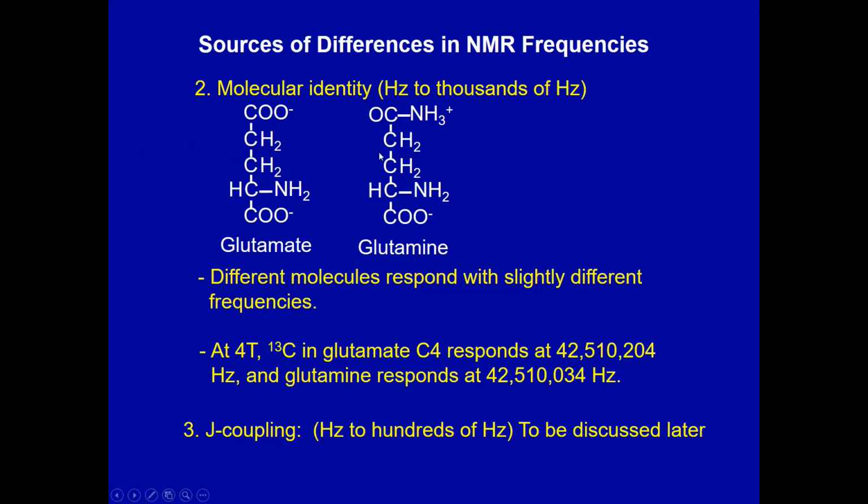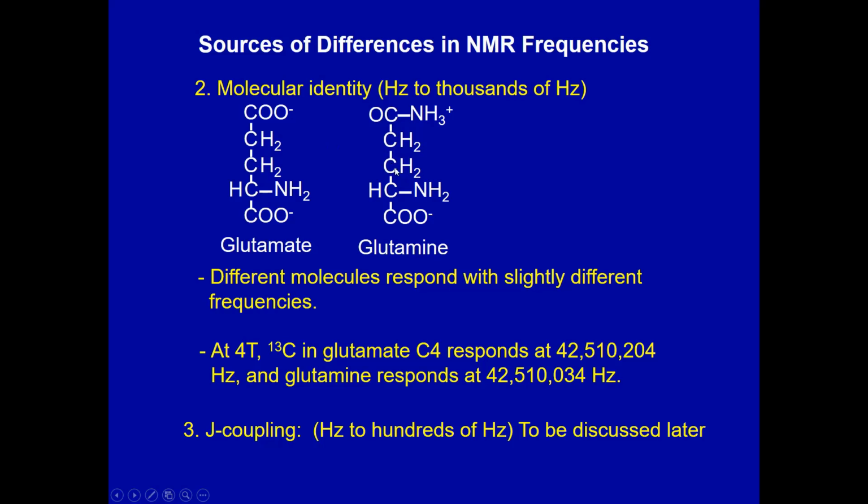If you look over here at glutamine, there is no carboxyl group. There's an oxygen, which will have some effect, but nothing like a carboxyl group. There is not the draw of the electron cloud away from this carbon, and therefore the electrons spend more time around the carbon, and they shield it. They block out the B0 to some extent. And so glutamine sees less B0 and has a lower gamma B0 than glutamate does at this carbon position.